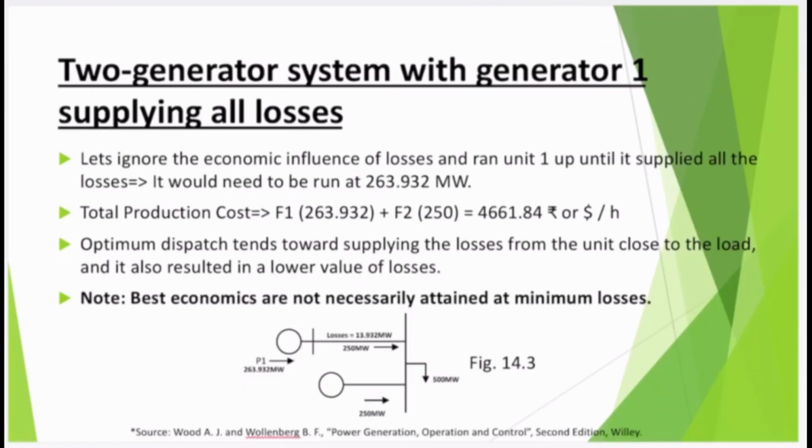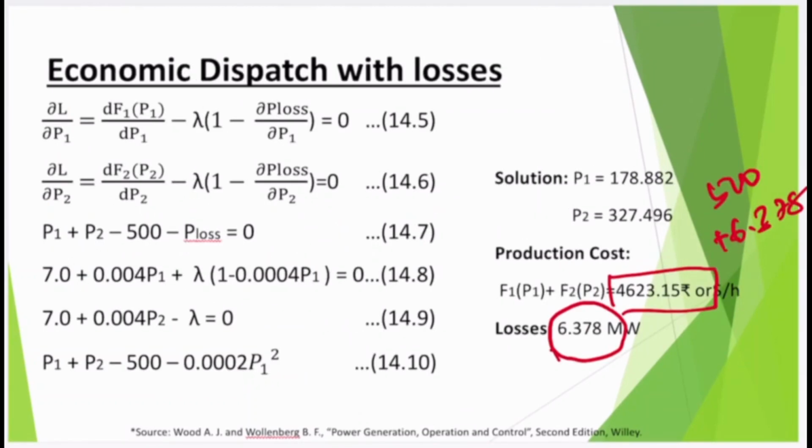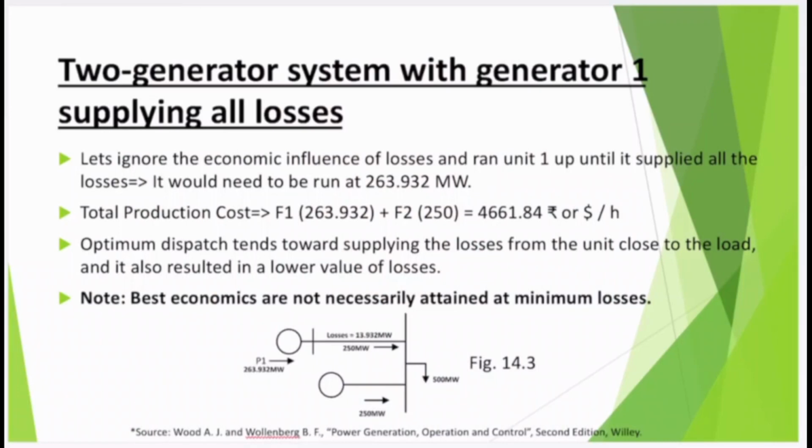Meaning 250 each balanced, and the first generator will provide all the losses of 6.378 in the previous case. But here you are not optimizing, you are saying distribute equally 250 and then try to add all the losses to generation number 1. So what will happen in that case? Your P1 will be 263.932 and P2 will be 250, and the cost will be 4661.84.